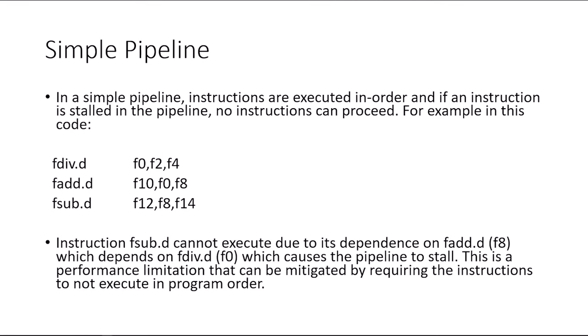So in a simple pipeline, instructions are executed in order, and if an instruction is stalled in the pipeline, then no instructions can proceed. In this example, Fsub has F8, which is dependent on Fadd because it has F8. Fadd has F0, which is dependent on Fdiv because it has F0. So Fsub can't execute at all because of its dependencies. So this causes the pipeline to stall.